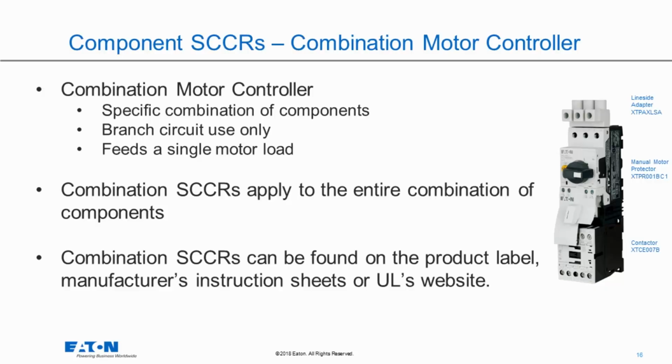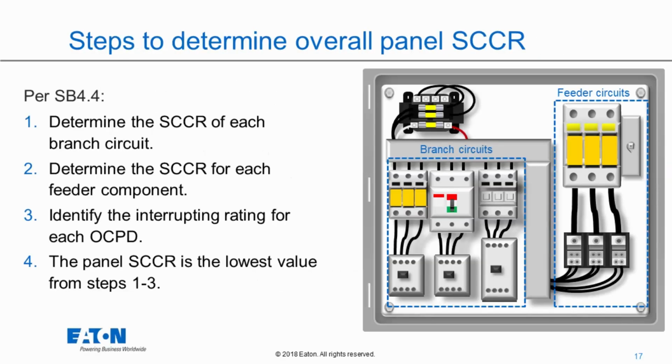The combination short circuit current rating applies to the entire combination of components. So, if I have part number A plus part number B plus part number C, I say those 3 all together have a combination rating of 65 kA, let's say, right? So you don't have to separately list each one. It's that combination that has one short circuit current rating. And again, this one's very important in that it is part number specific.